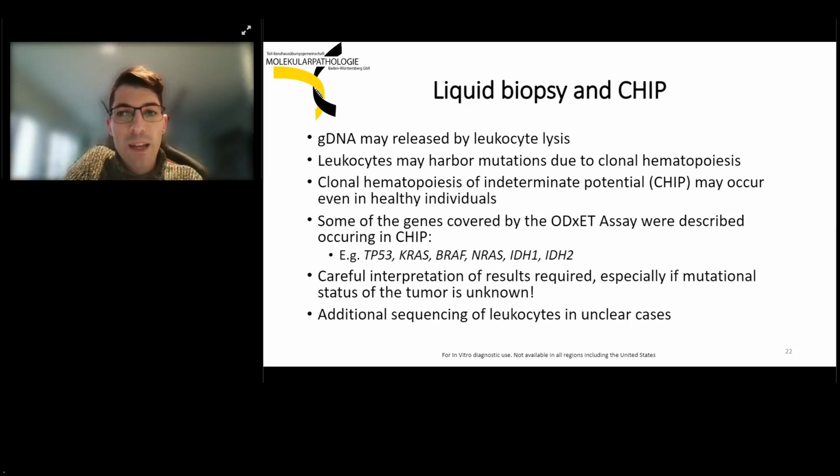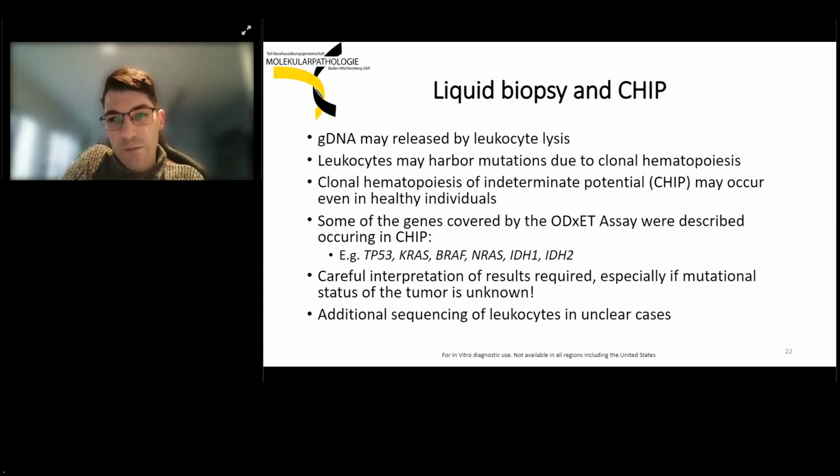I am going to explain now why this could be very critical when analyzing liquid biopsy samples. The problem is that leukocytes may harbor mutations due to clonal hematopoiesis, and clonal hematopoiesis of indeterminate potential, abbreviated CHIP, is an event which may even occur in healthy individuals. Some of the genes affected by CHIP are covered by the OncoMind-X Express test, for example TP53, KRAS, BRAF, NRAS, and IDH1 or 2.